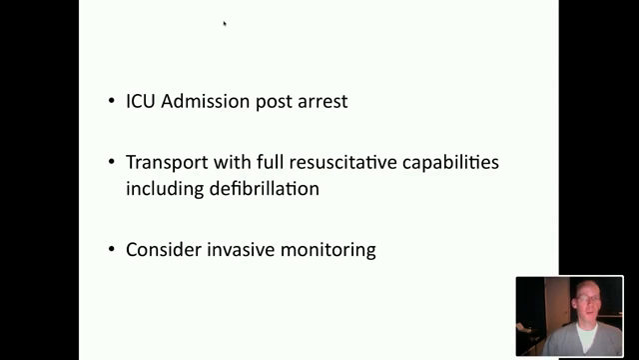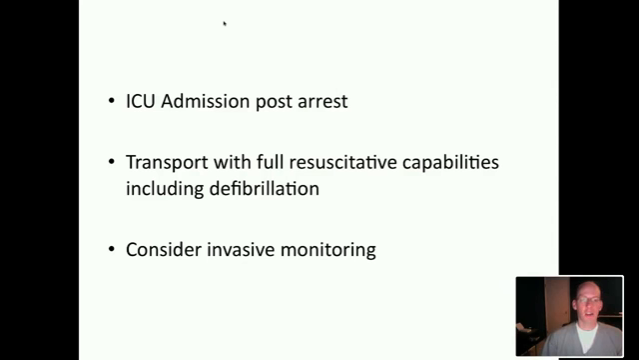It is important when you transport these patients to the ICU that you have full resuscitative capabilities with you. This includes a defibrillator. Since these patients can decompensate very rapidly, it's important that you have the ability to basically run a code wherever you are. If the patient codes again in the elevator, you need to be able to code them. If they go into ventricular fibrillation in the hallway, you need to be able to shock them out of it. So have a defibrillator, have a monitor.